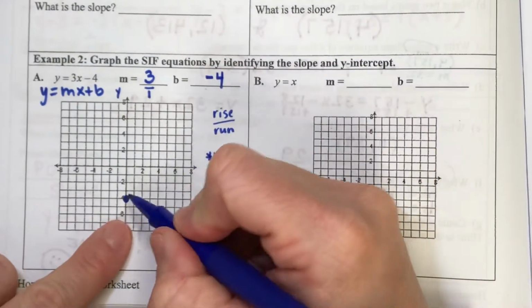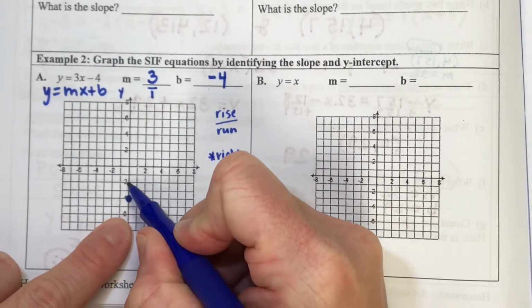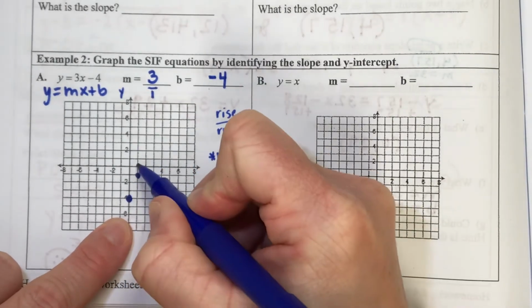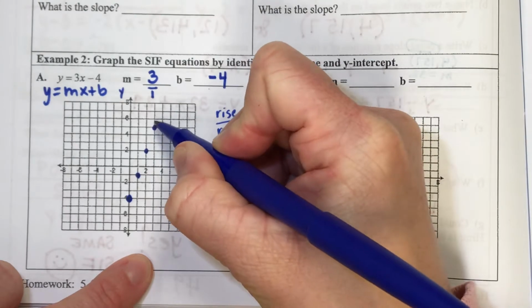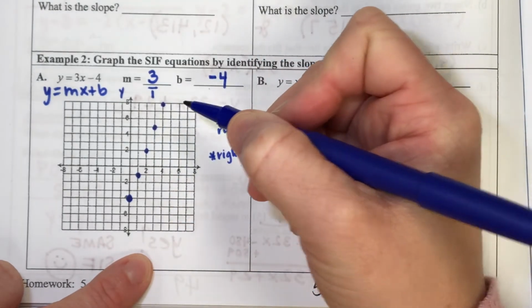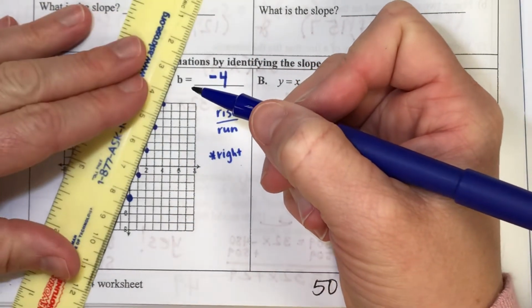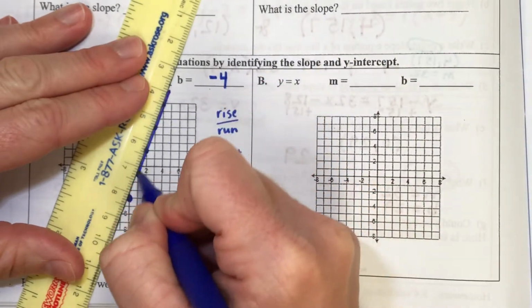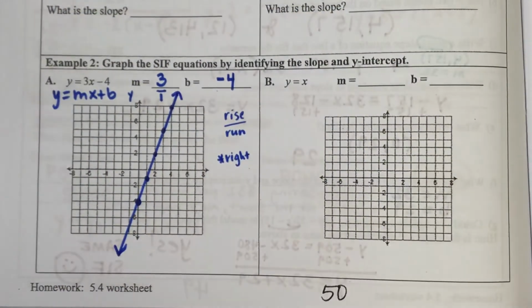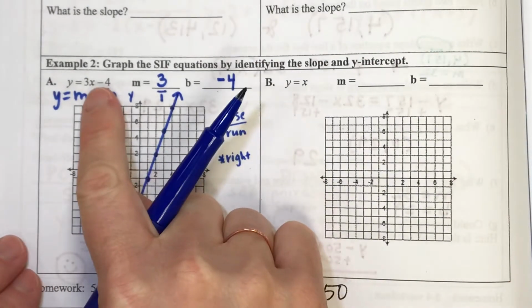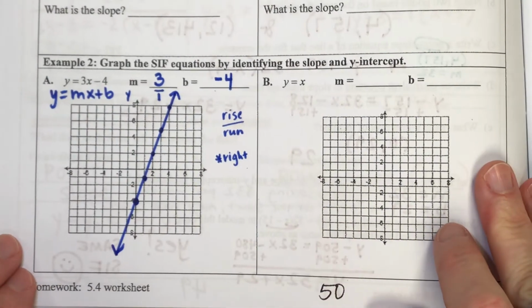So if my rise is 3, I'm going to go up 3 and right 1, and then up 3 from that point and right 1, and then again up 3 and right 1. And if I use a straight edge to connect those points that I put together, then that would be my slope-intercept form, or y equals 3x minus 4.